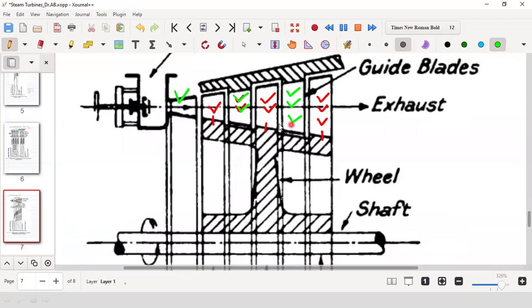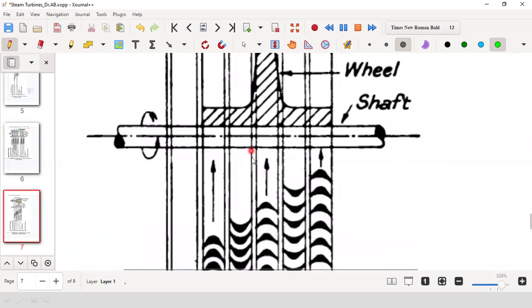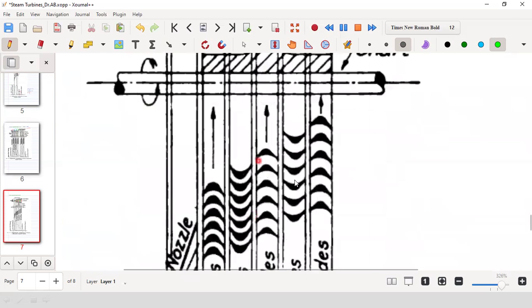Okay. Now you see the difference. In case of velocity compounding, this is a fixed blade, not a nozzle. Because in a nozzle, there is pressure reduction and velocity increase. But these are fixed blades. There is no pressure reduction. There is only diversion, that means deflection. Okay, do you follow? You see the difference.